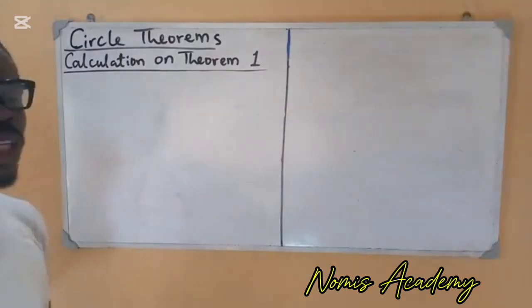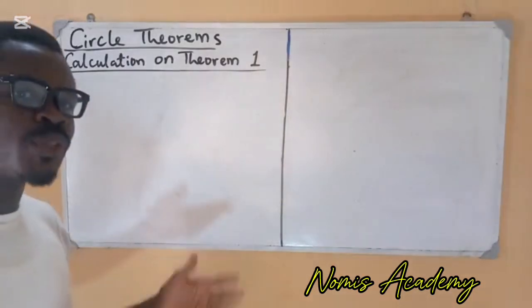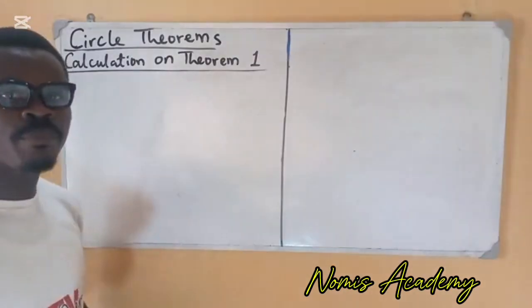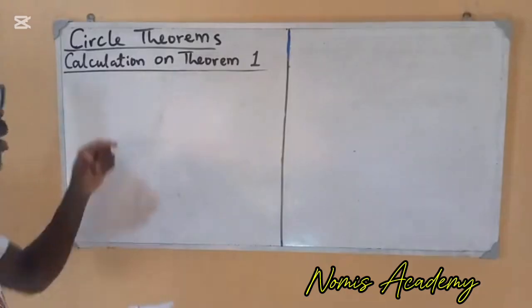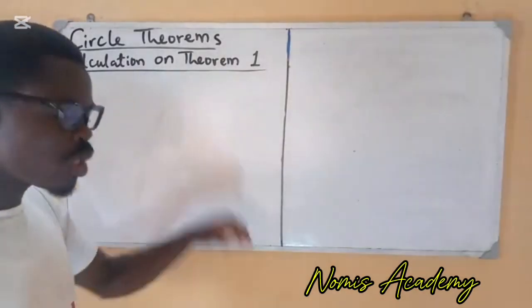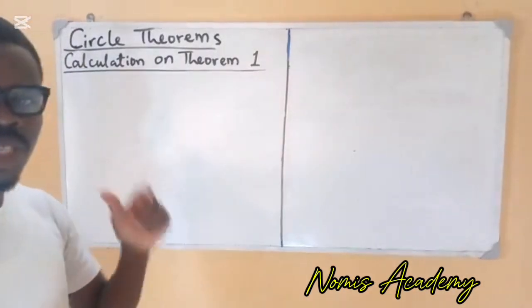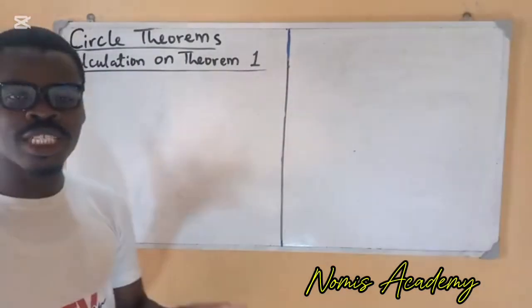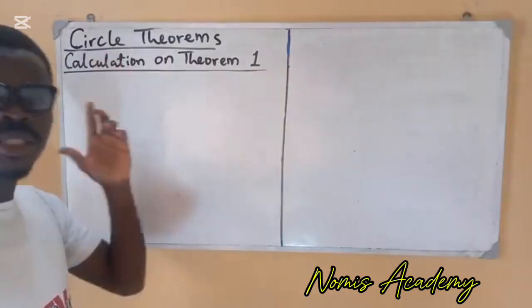In this video, we are going to be solving problems under Theorem 1. In the previous video, we stated and proved Theorem 1. We said that Theorem 1 states that the line that joins the center of a circle to the midpoint of a chord is perpendicular to the chord. So we are going to be using that principle to solve problems under circle theorems.